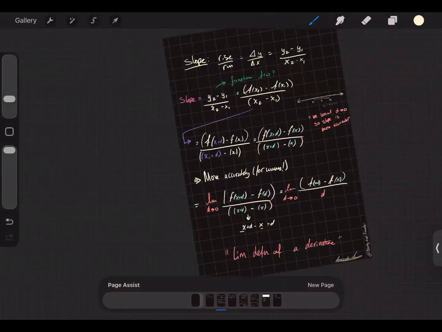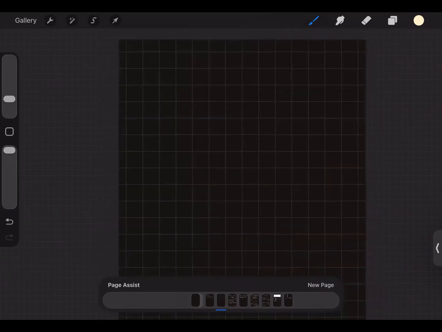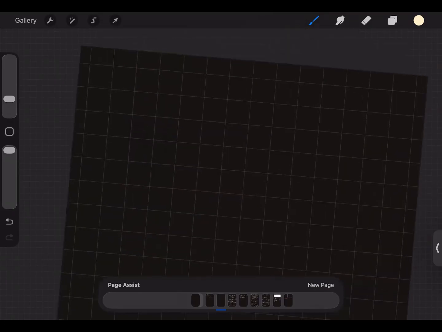So today we're covering the limit definition of a derivative. It's going to be chapter 2.x sub 2a, I think, or something silly like that. I had done all this, and yeah, it's been a morning.